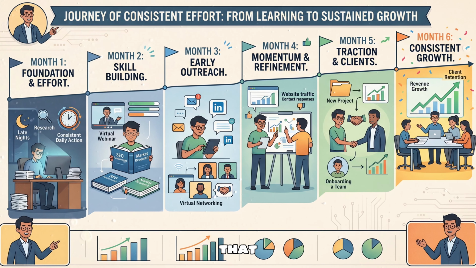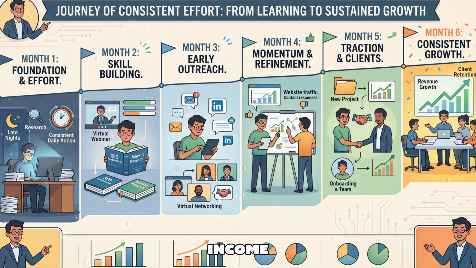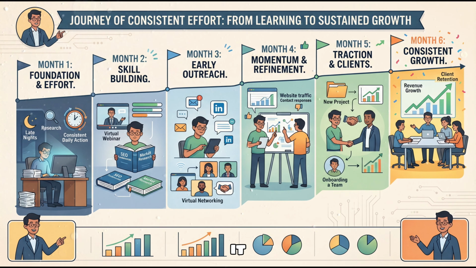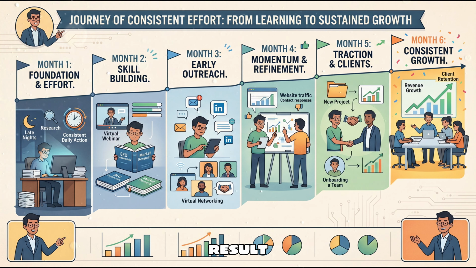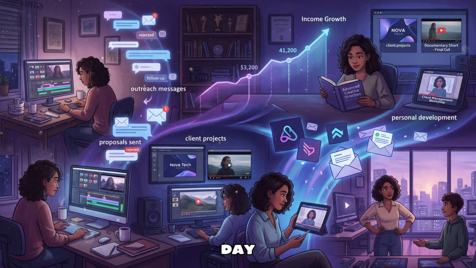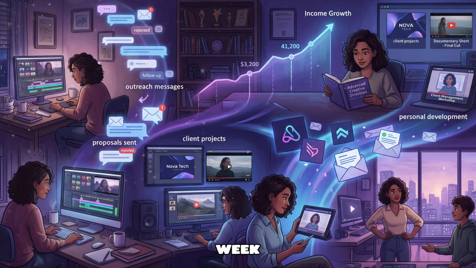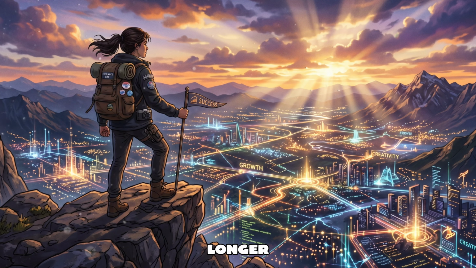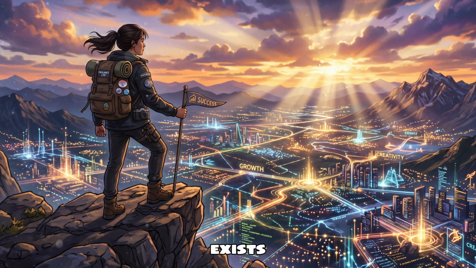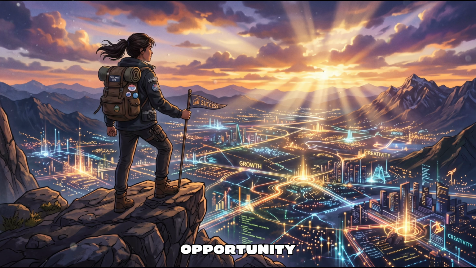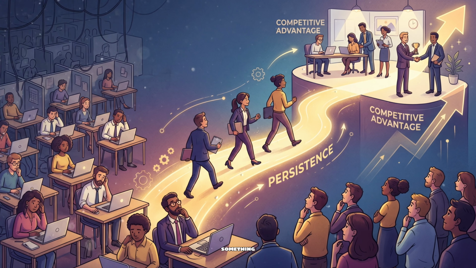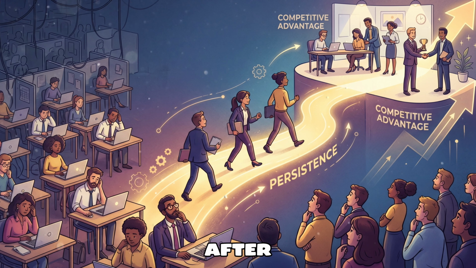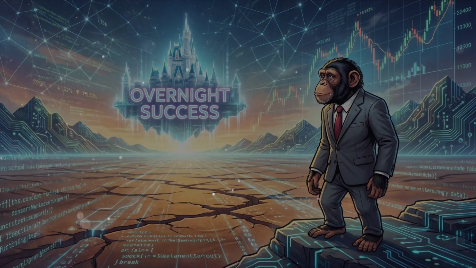And if you look at it that way, a good income stops looking like luck. It starts looking like the result of consistency, day after day, week after week, month after month. So the main question is no longer whether the opportunity exists. Because the opportunity exists, the main question is something else. What will you do after this video ends?